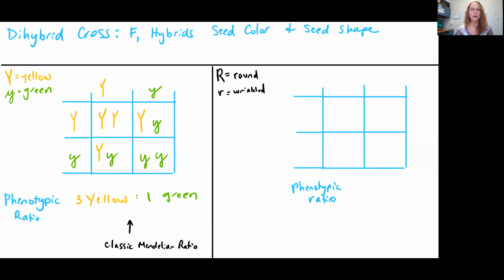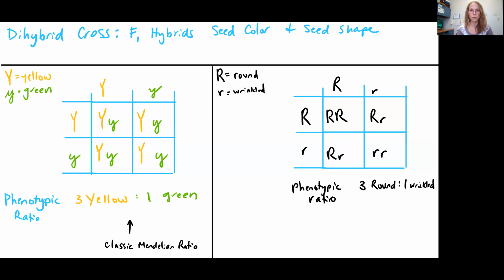So here round is dominant, so I'm going to use my letter R. My capital R is for the dominant form, and my lowercase r is for my recessive form, which is wrinkled. So if you can complete your Punnett square and also do your phenotypic ratio, again, we're not going to ask you to do genotypic ratios for dihybrid crosses. So pause if you need to. Here is your answer. So your note should look like mine. Okay, and we again are seeing our classic Mendelian ratio of 3 dominant to 1 recessive.